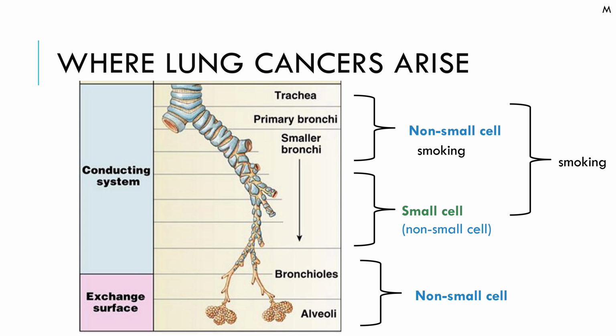So where do the lung cancers arise? Again, we're talking about those 2 big categories, the small cell and the non-small cell. The non-small cell, we're seeing them up here in the trachea and the primary bronchi, and the small cells are going to be in that intermediate area, and then again the non-small cells all the way at the bottom with the bronchioles and alveoli. You'll notice the category for smoking is very predominant, especially in those upper sections of the lung.